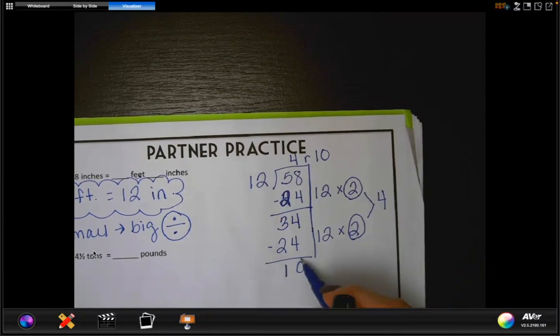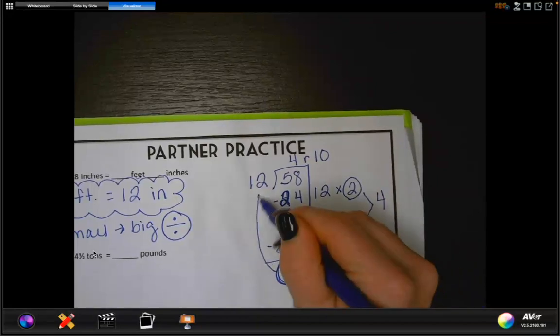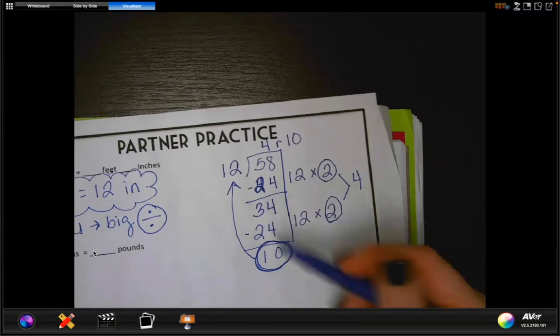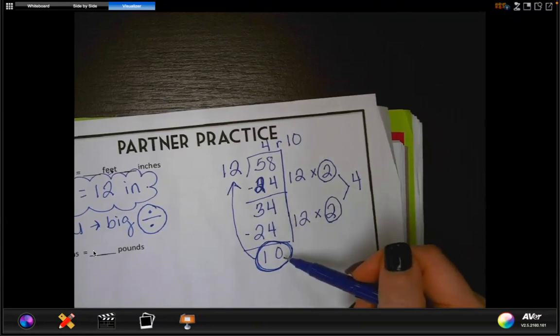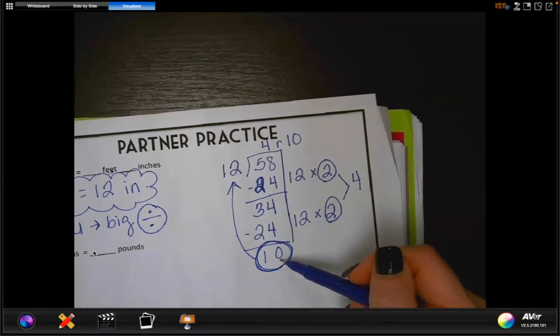So remember, this number down here at the bottom, this is called your remainder. I know it's my remainder because it's less than the number that I was dividing by. So since 10 is less than 12, that means 10 is so small, I can't make another group of 12. I can't pull 12 more inches out of that because I don't have 12 inches. I only have 10 inches.